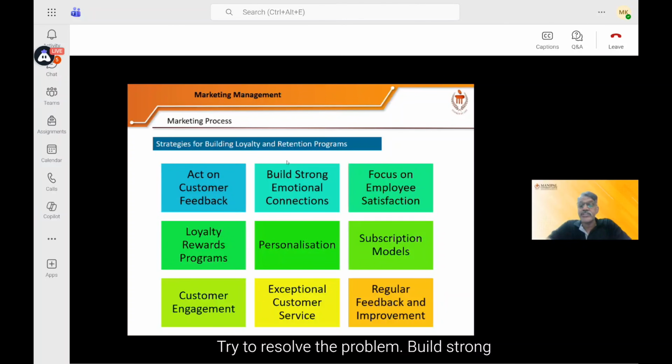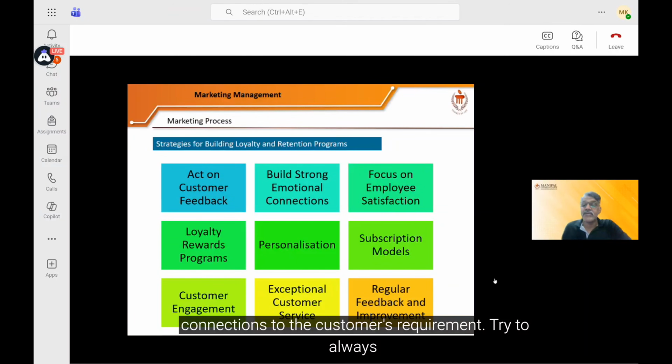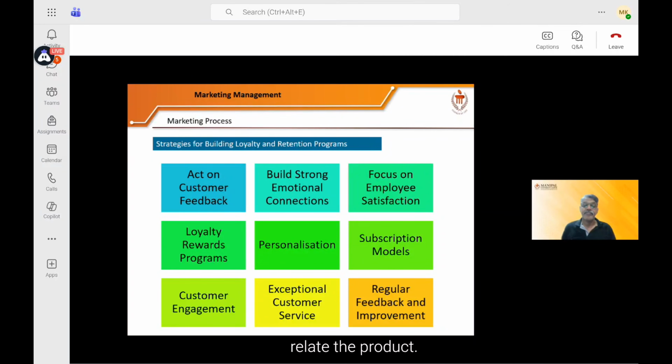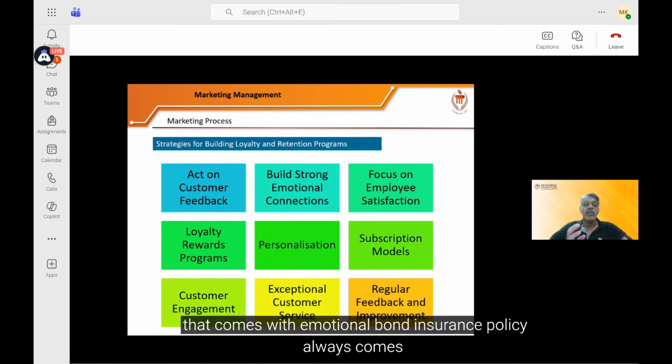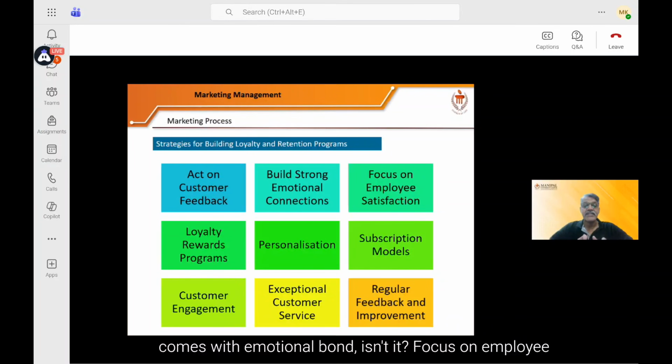Build strong emotional connections. Try to build better emotional connections to the customer's requirement. Try to always relate the product to emotions. For example, "Kuch khas ho jaye, kuch meeta ho jaye," Cadbury comes with that. Every ad that you see in the market comes with an emotional bond. Insurance policies always come with an emotional bond, isn't it?